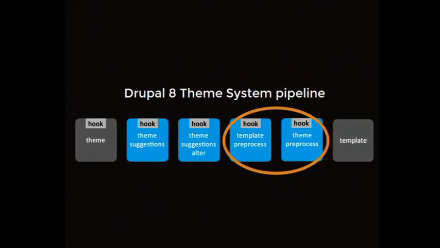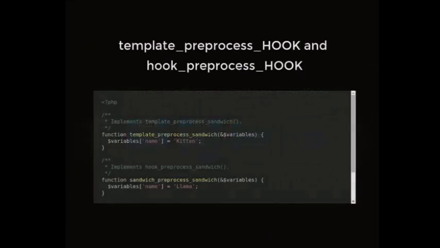After the theme suggestions, we get to the preprocess functions. In the preprocess functions, you can modify the variables before they are given to the template. I suggest not to use the preprocess functions, especially when you are creating your own hook theme implementation. So if you created the hook theme yourself, I suggest not to use the preprocess functions. Preprocess functions are something that we probably are going to redefine very heavily before Drupal 9. So these are not going to exist as they are right now, hopefully.